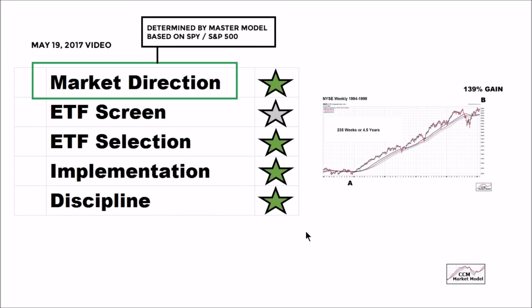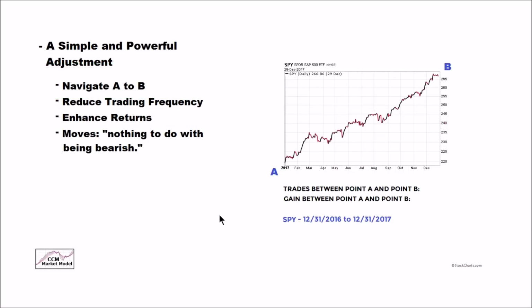And ultimately, positions like SPY and VOO are managed by the master market model, because the master market model is based on the S&P 500 or SPY. So how did the master market model do managing those positions for the full year? And how does the model's performance stack up against these simple objectives?